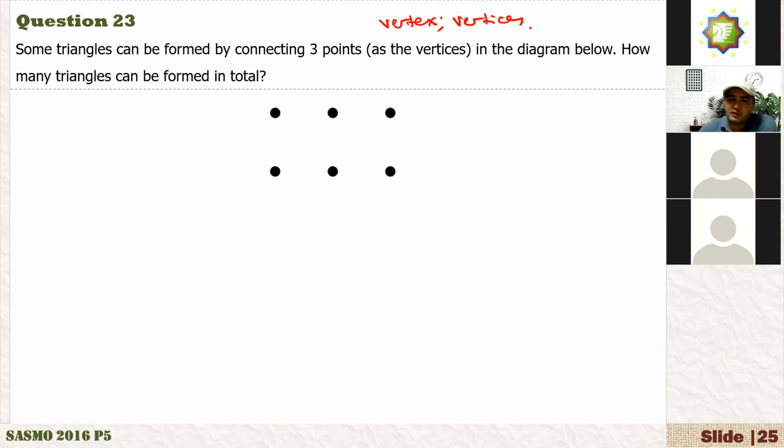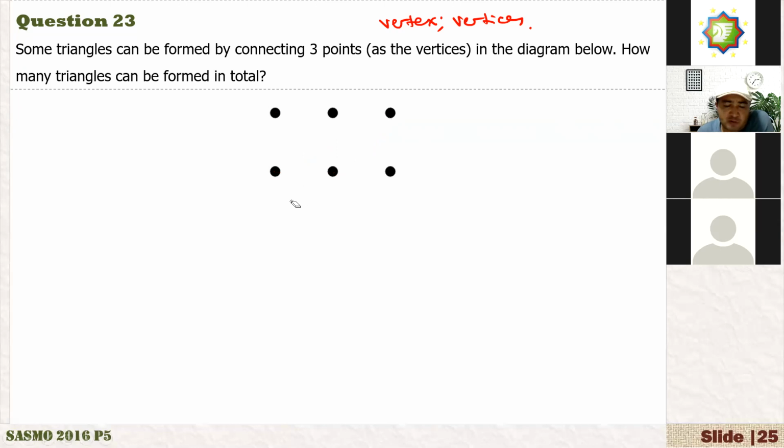Let me just show you some of them. For example, one way is like this, right? If I just join this one, I can get one triangle. And another one is this one, two. And another one is how about like this, three, right? Now, upside down, let's do this a bit later.